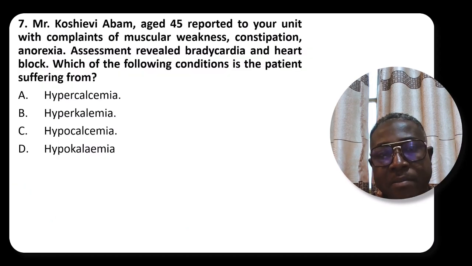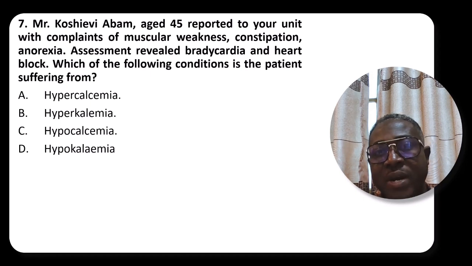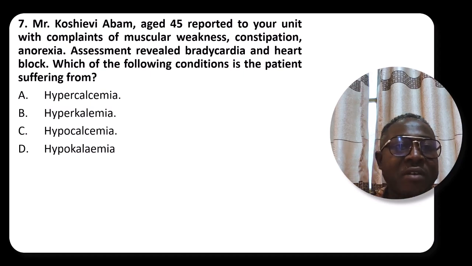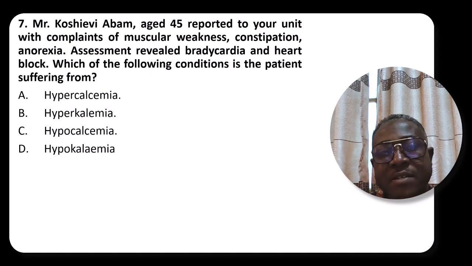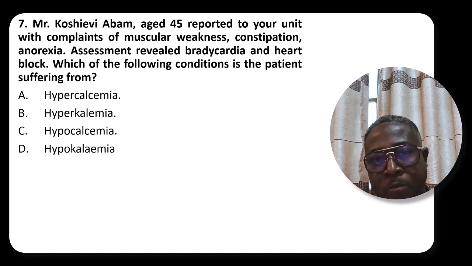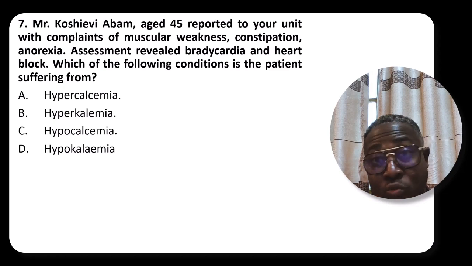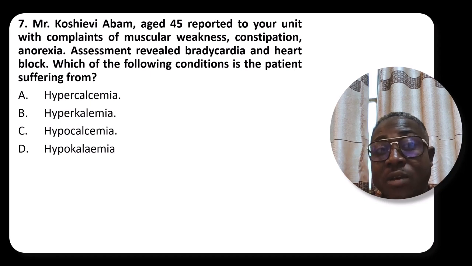Mr. Kosivi Abam, aged 45, reported to your unit with complaints of muscular weakness, constipation, anorexia, and on assessment revealed bradycardia and heart block. Which of the following conditions is the patient suffering from? A. Hypercalcemia, B. Hyperkalemia, C. Hypocalcemia, and D. Hypokalemia. Your answer and your rationale in the comment section. This should be so simple for you because I'm giving you a clue.